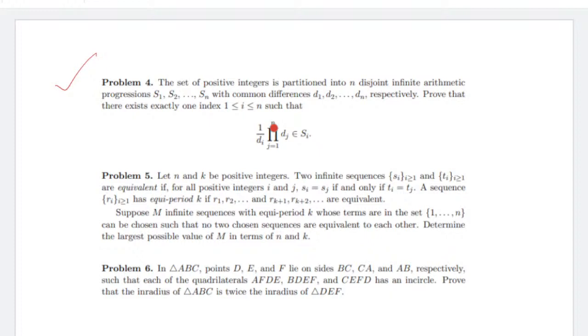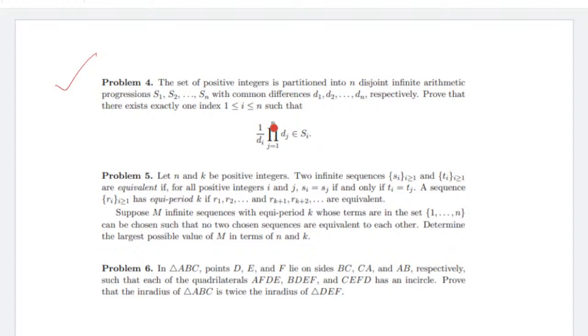Okay, yeah, let's go to problem five. They're defining some equivalence between two sequences, and something called equiperiod for a sequence. Okay, what is that? I have to figure out what this means. So what's the question? Suppose m infinite sequences with equiperiod k whose terms are in the range, can be chosen so that no two chosen sequences are equivalent to each other. Determine the largest possible value of m in terms of n and k.